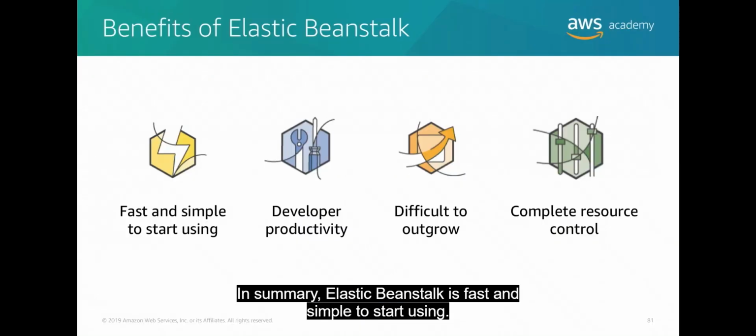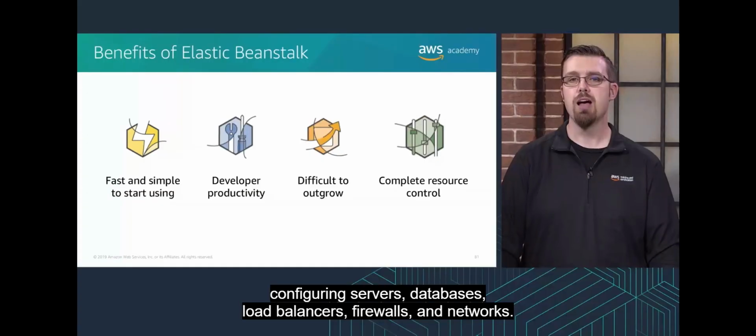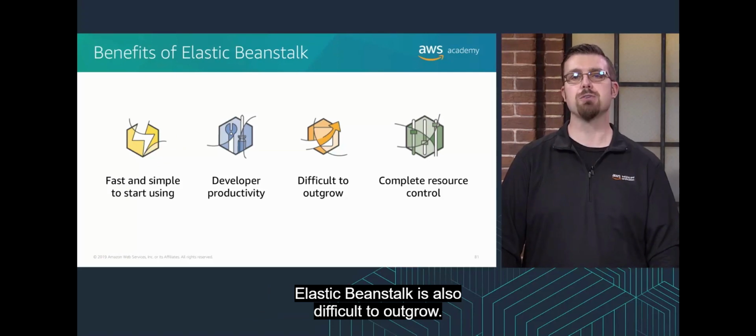In summary, Elastic Beanstalk is fast and simple to start using. You use the AWS Management Console, a Git repository, or an IDE such as Eclipse or Visual Studio to upload your application. You can improve developer productivity by focusing on writing code instead of managing and configuring servers, databases, load balancers, firewalls, and networks. Elastic Beanstalk is also difficult to outgrow.